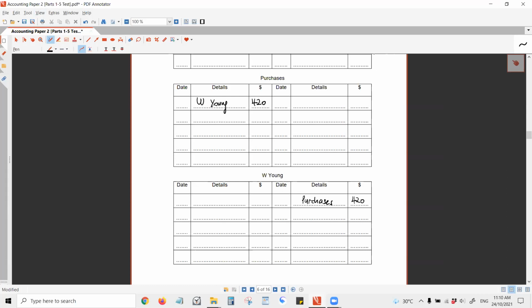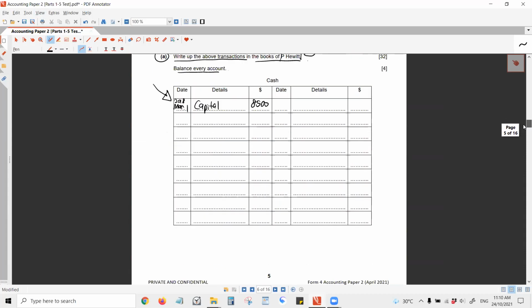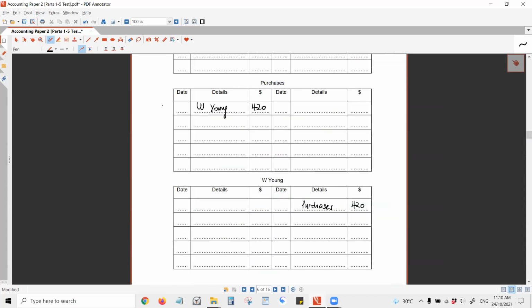Then you write the date, 2nd of March 2018. Okay, finish. So that's how you record double entries into T accounts. Write numbers first, then write details, then write the date.